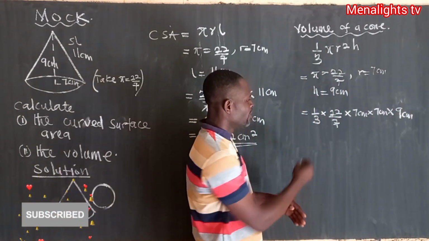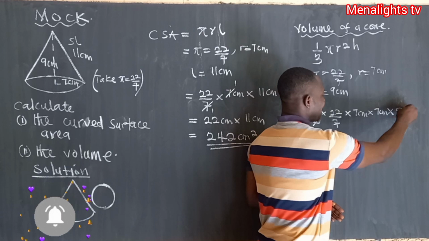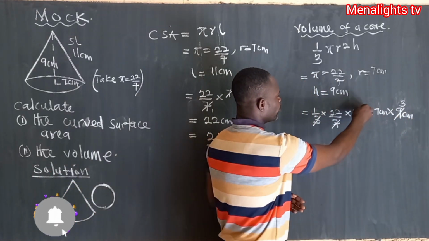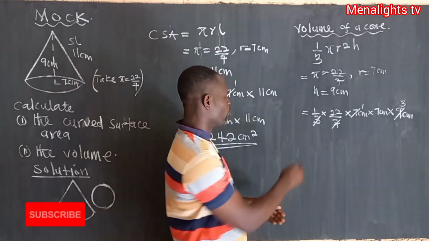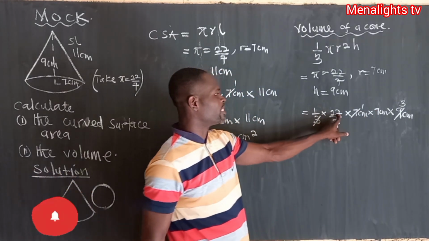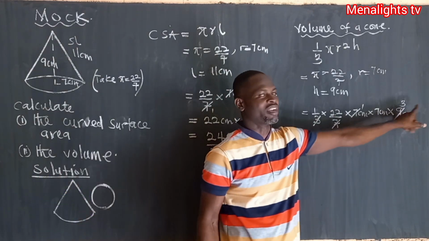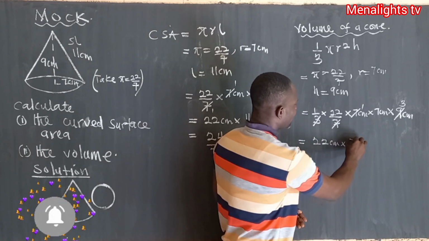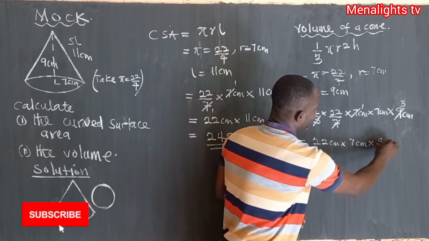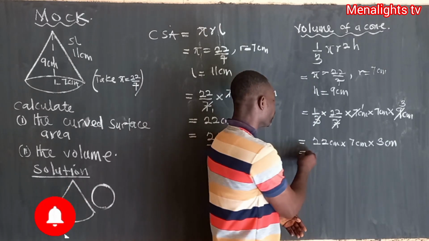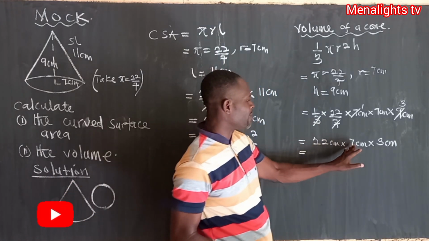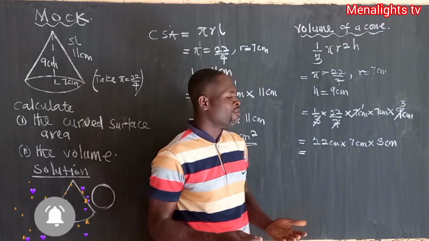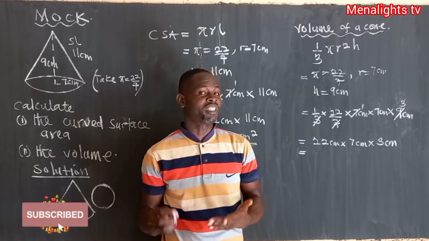So here, the 3 can go into the 9 that we have here 3 times. Then the 7 here will go into this 7 1 time. So what we have left is 1 times 22 times 7 times 3. So we have 22 centimeters times 7 centimeters times 3 centimeters. So 22 times 7 times 3 is going to give us 462 centimeters cubed.